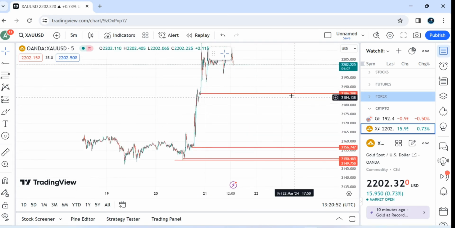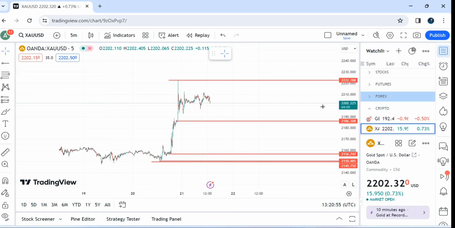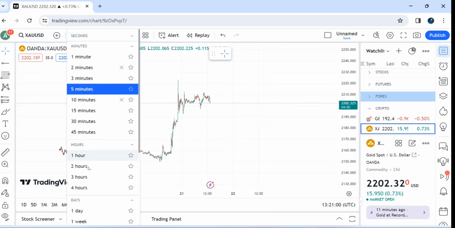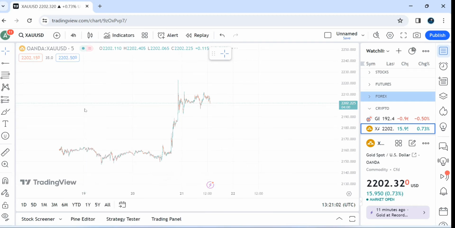All right, that's beautiful. So how do we implement this? Let's go back and have some back test. So I'll just go ahead and remove all the drawings that I have here, and go back to my 4 hours time frame, as you already know.